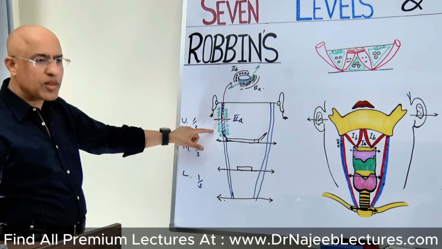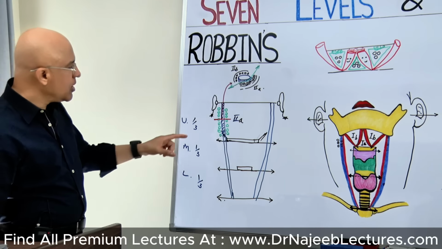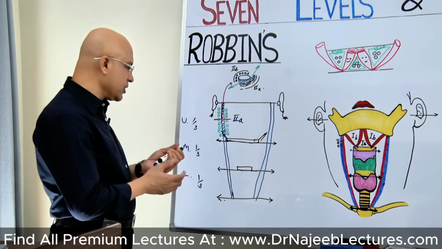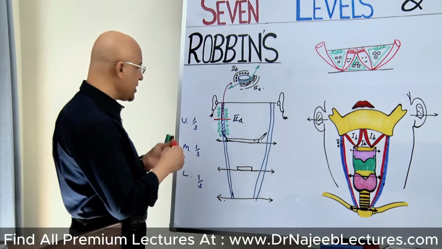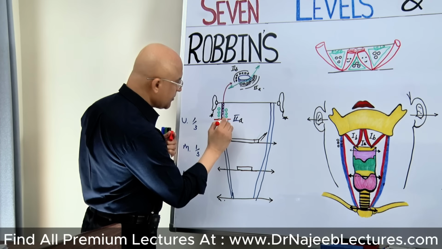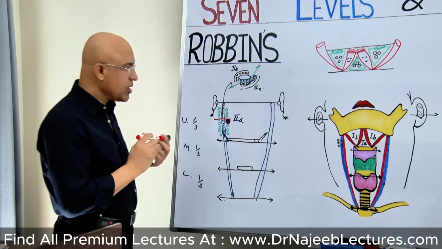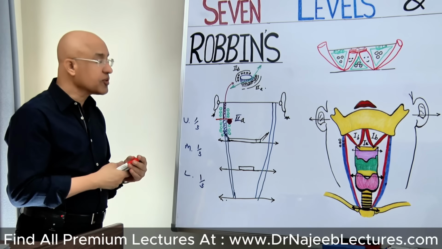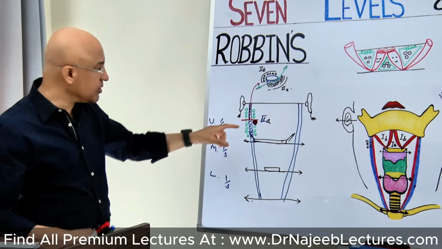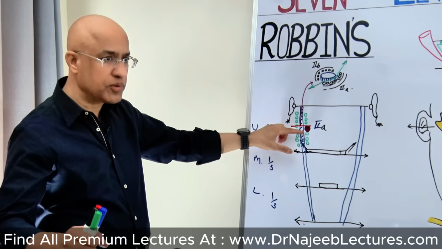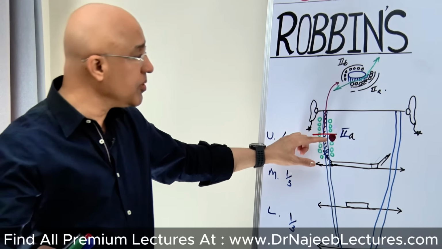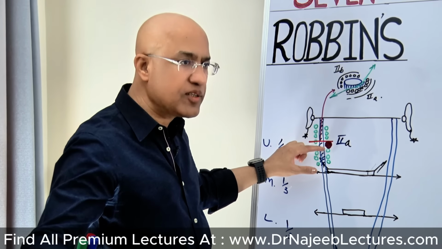What is this? Level 2. Now, out of this, one lymph node is very important. One lymph node is very important. It is usually in bigger size, right? And it is given a very special name. The name of one of these lymph nodes is special, that is jugulodigastric.